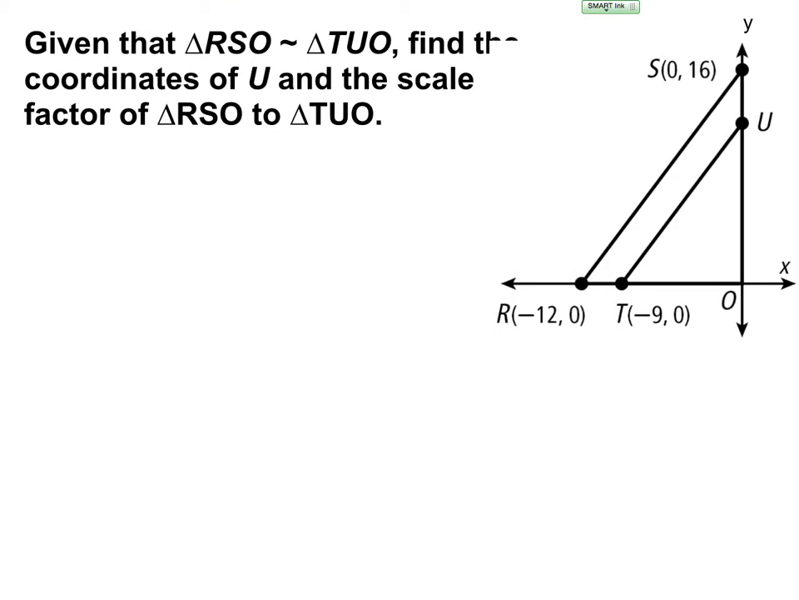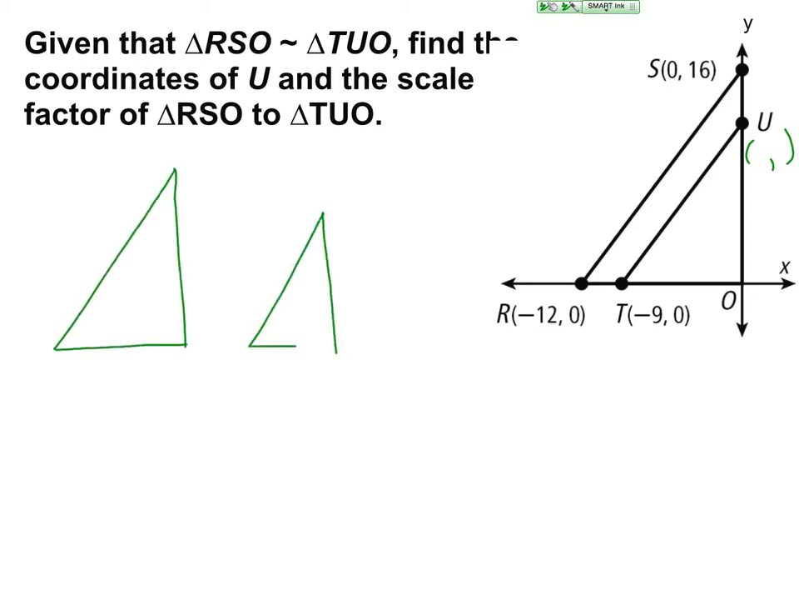Now, the other type of problem that is on that assignment is just something like this. You're going to try and find the coordinates of U and then the scale factor. What you're looking at here is just two similar triangles. Up to S, that is 16 units, look at the graph. To R, it's 12 units. Up to U, I don't know how far up to go, but on this side it's 9.